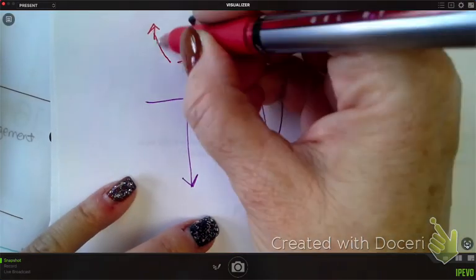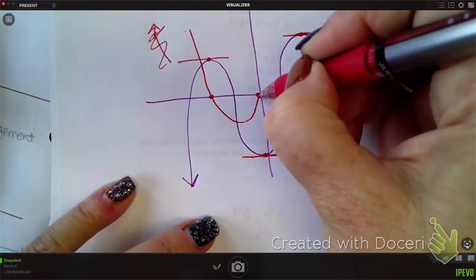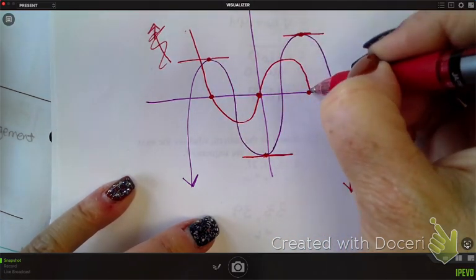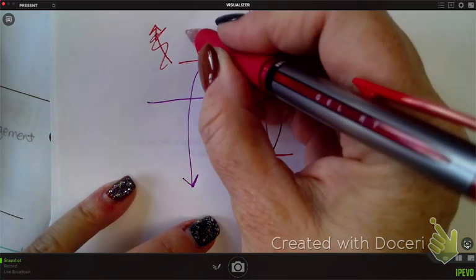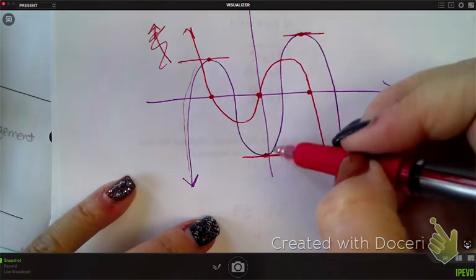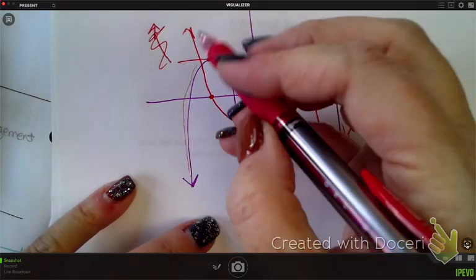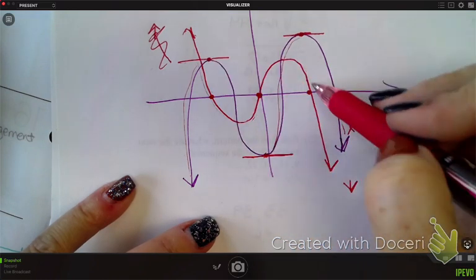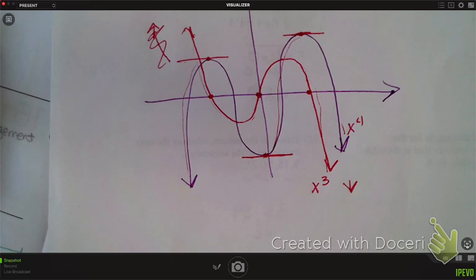Okay, so now it comes here. Goes through that 0, goes through that 0, goes through that 0, and ends what? Down. So I started with a 4th degree, and I finished with a 3rd degree. That's so pretty. I get it.